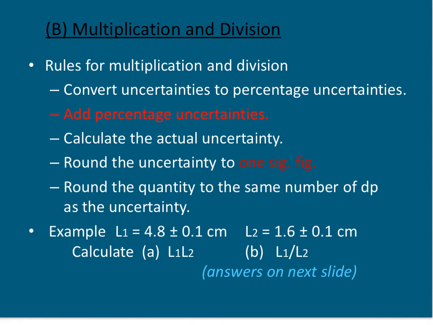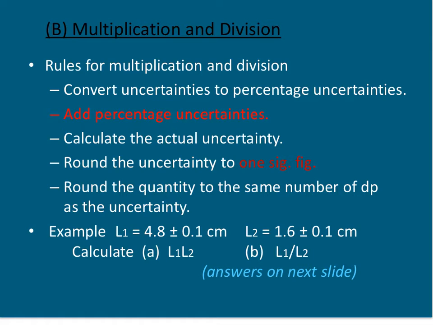The rules here say, firstly, convert all the absolute uncertainties to percentage uncertainties. And then you add percentage uncertainties. Here is a difference. You don't add absolute uncertainties for multiplication and division. And then you convert the final percentage uncertainty back to the absolute or actual uncertainty.